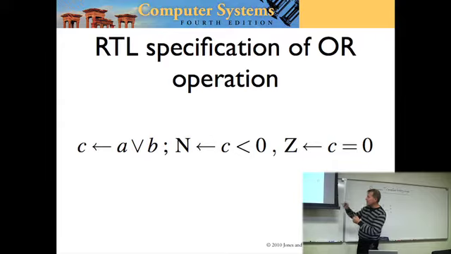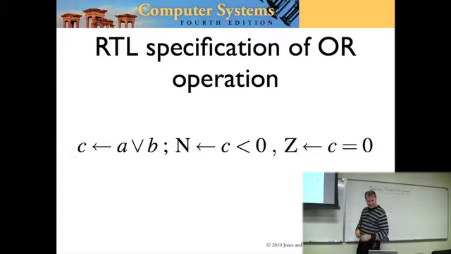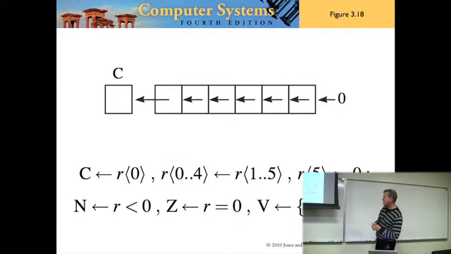And then what is Z? Z gets C equals 0, where if this is all zeros, then Z would get 1. Now, does everybody see how to read that RTL specification of the OR? Okay, now, two other operations that we're going to have to deal with, or maybe 2 or 4, I don't remember. The next operation that we're going to have to deal with is what is called the arithmetic shift left.